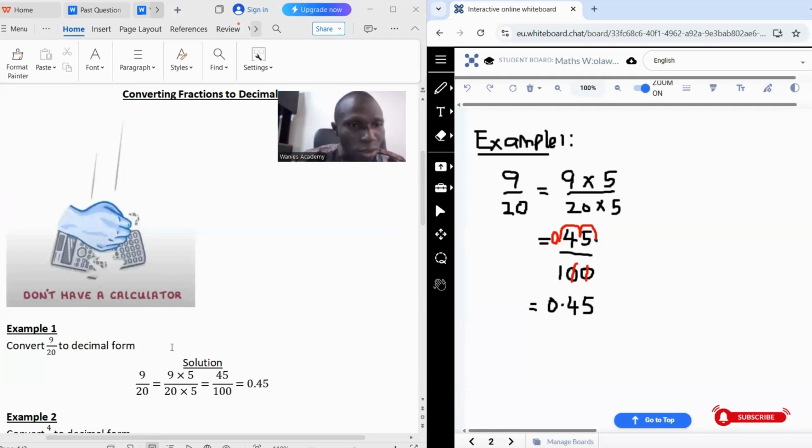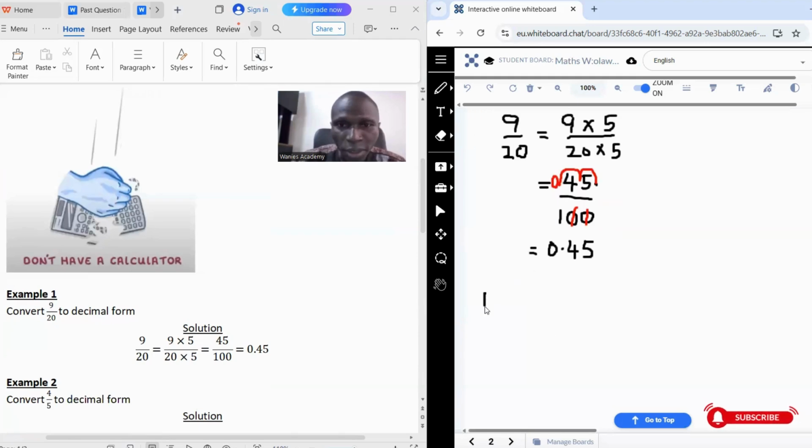All right, now we're going to go to example 2. We have to convert 4/5 to decimal form. Just the same way we looked at example 1, we're going to make sure that the denominator of the fraction is a multiple of 10. So we have 4/5. If we want to make 5 a multiple of 10, we're going to multiply both the numerator and the denominator by 20.